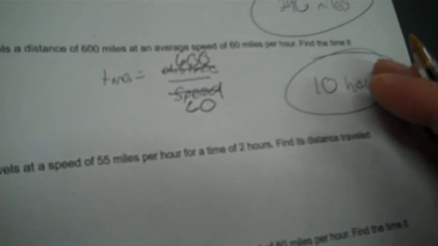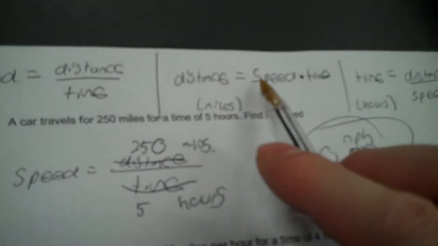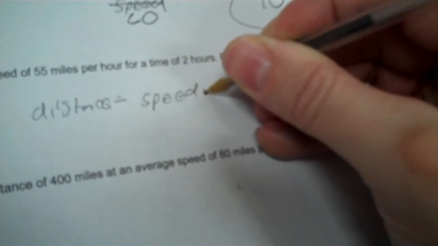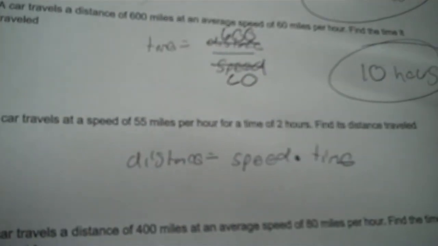Now if you're finding time, you put your label in hours. Okay, a car travels at an average speed of 55 miles per hour for a time of 2 hours. Find the distance it traveled. So now I'm finding the distance. Distance equals speed multiplied by time. Okay, what is your speed? That's miles per hour, okay? That's going to be 55, and then multiplied by my time, that's 2. So 55 times 2 is 110. Now when you're measuring distance, it's measured in miles.